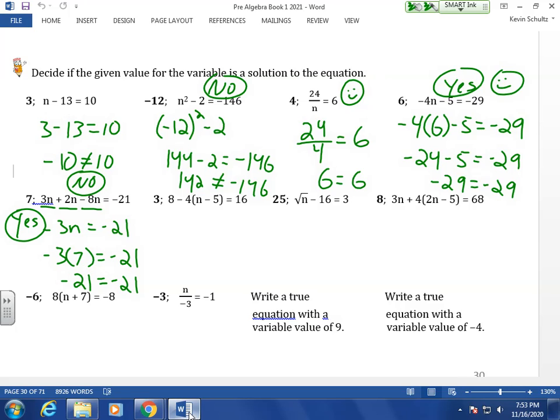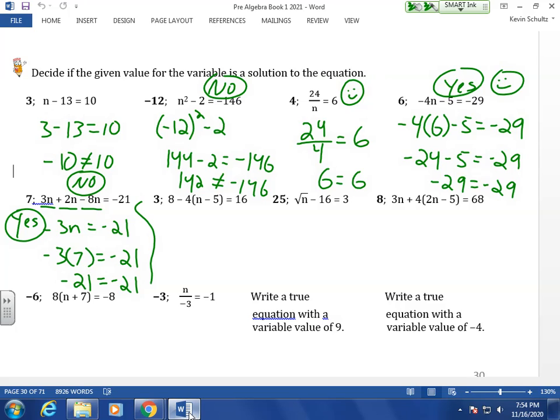Now, if you did not combine like terms initially, you plug in 7 for this, you'd have gotten 3 times 7 plus 2 times 7 minus 8 times 7, which works out to be 21 plus 14 minus 56, and that would still bring you to negative 21. So you didn't have to combine like terms first. It just made your equation a little bit smaller to work with, but if you didn't, you should still get yes, that 7 is the value for n.